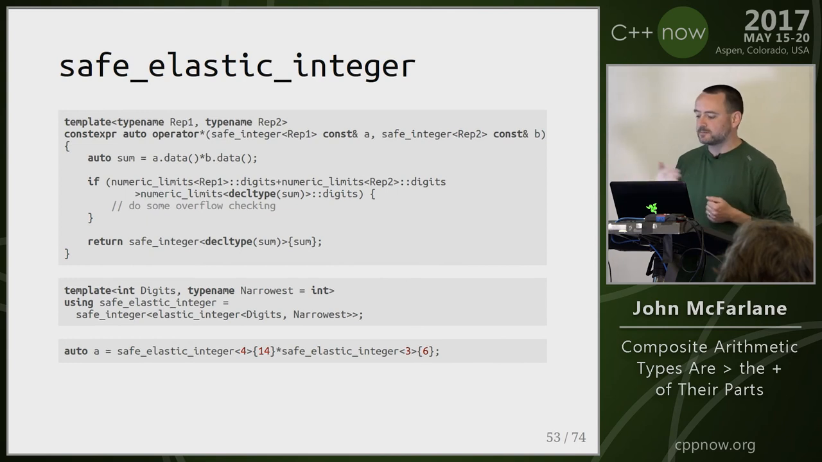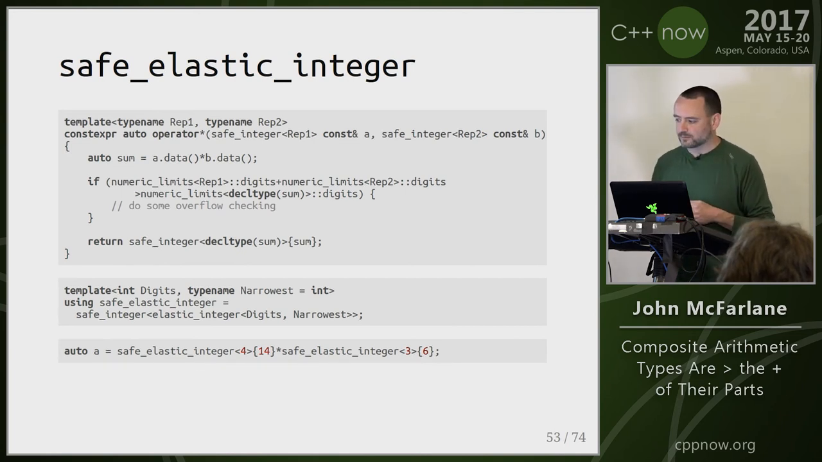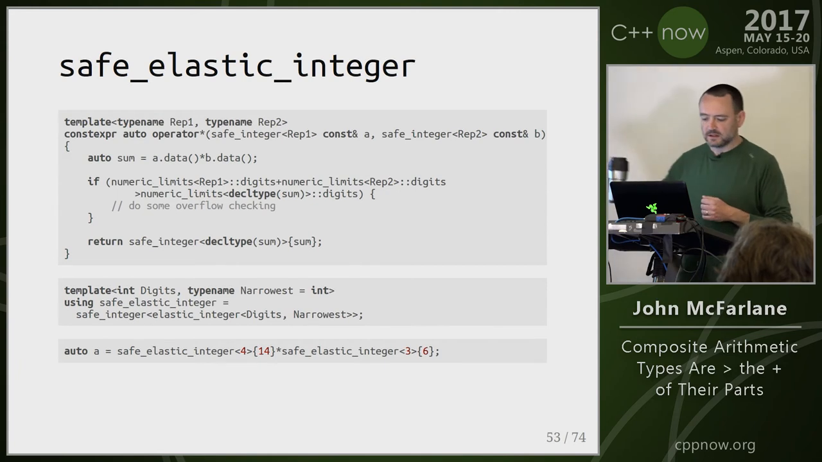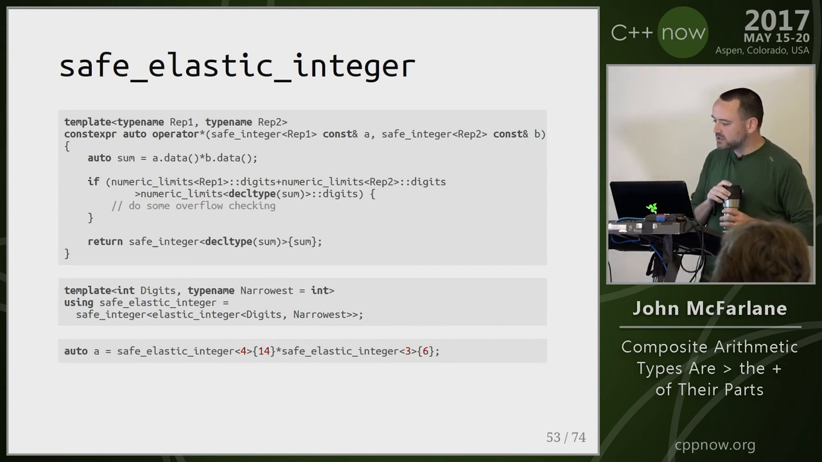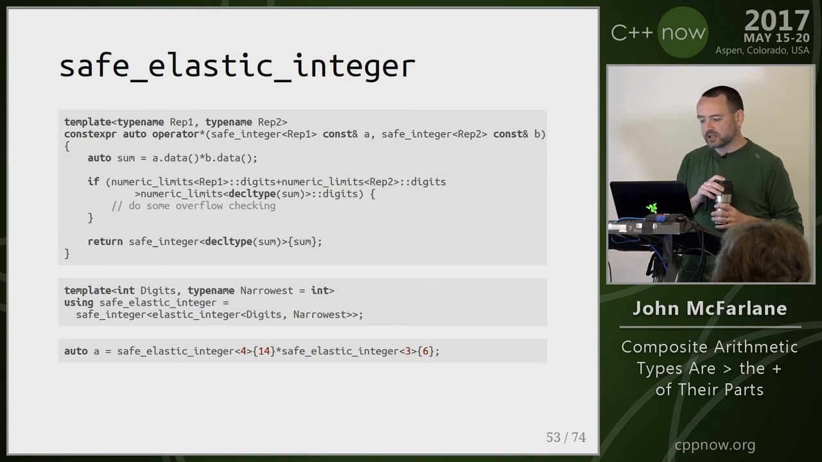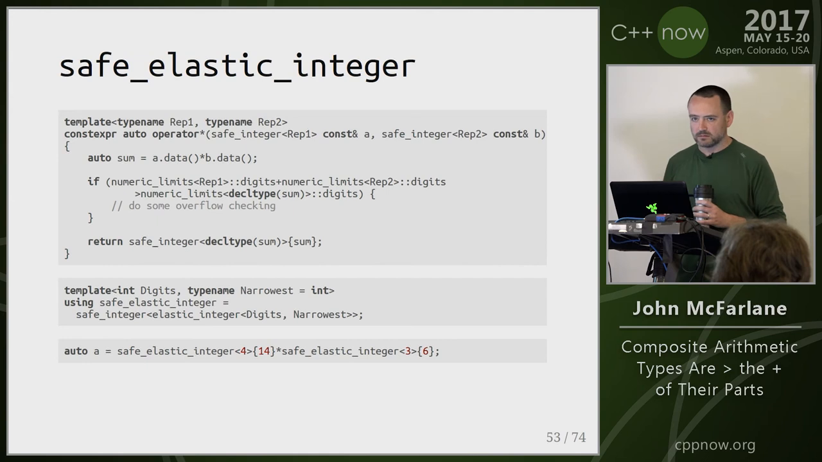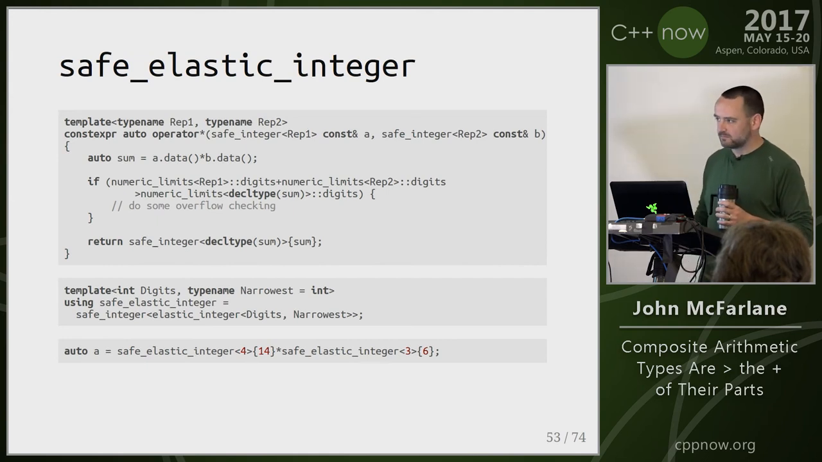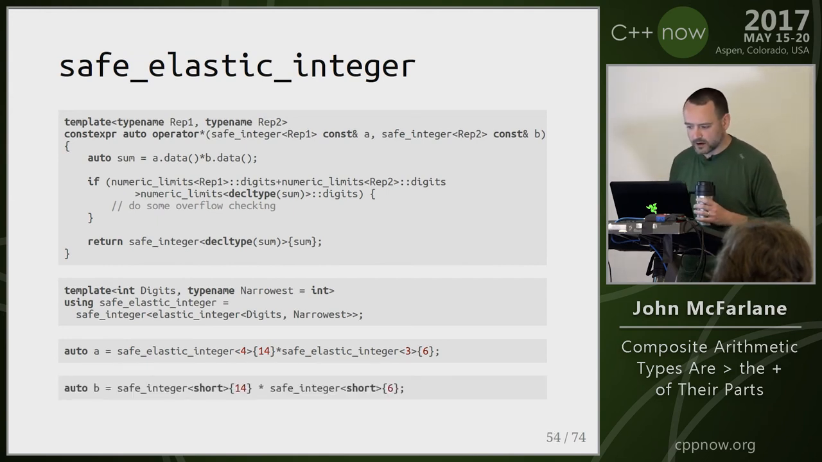And in C++17, this conditional here can be if constexpr, or constexpr if, because the value of digits is known at compile time. But doesn't it seem a little wrong adding a special case into safe integer just in order to accommodate elastic integer? Does that just seem a bit like you're cheating? Well, not really. It's not a special case.